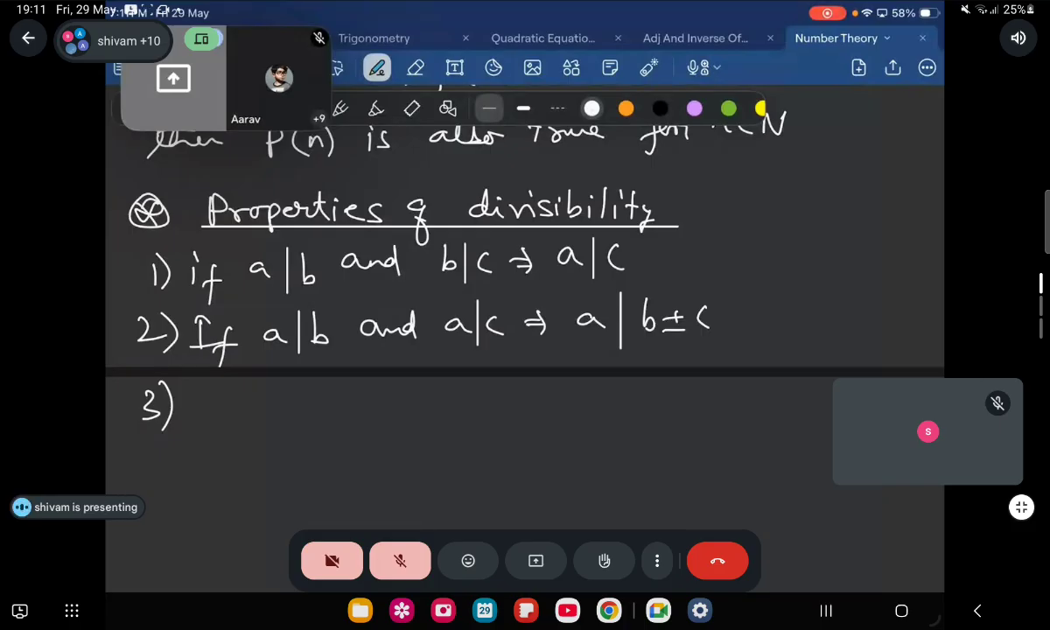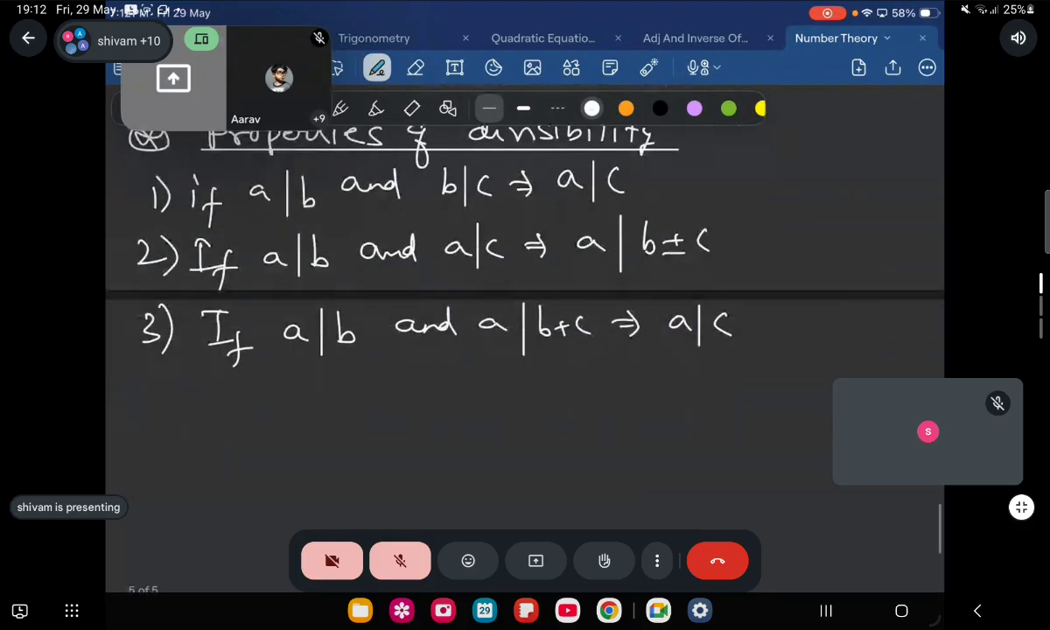Next, if A divides B and A divides B plus C, this also implies that A will divide C. It cannot happen that A does not divide C. If A divides B and A divides B plus C, then A also divides C.